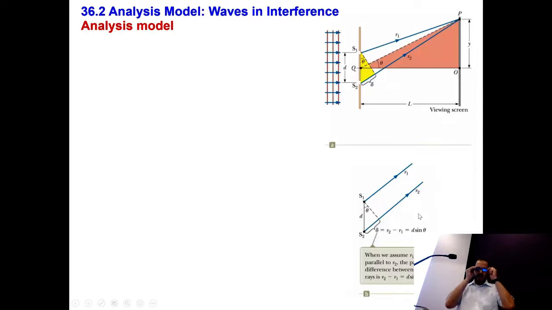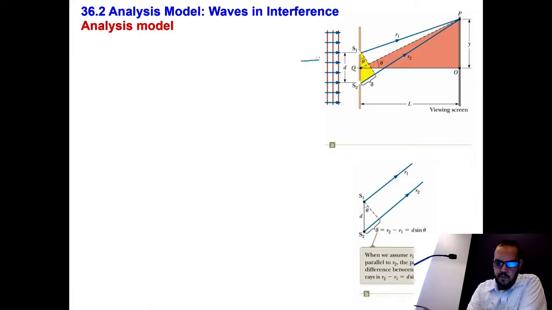Okay, so let's do the math. Let's assume we have a planar wave with a wavelength lambda. It's arriving at the two slits S1 and S2. And when they diverge, let's consider point P here. This is distance R1, and this is distance R2 from the second slit. And we want to determine the difference between the two paths, which we're calling delta, between R1 and R2.